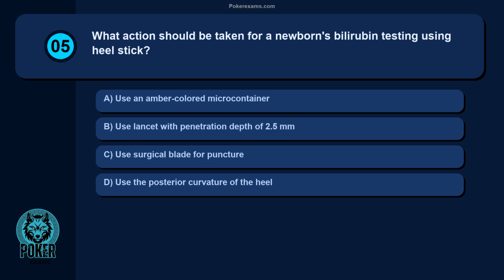Question 5. What action should be taken for a newborn's bilirubin testing using heel stick? Use an amber-colored microcontainer. Use lancet with penetration depth of 2.5 mm. Use surgical blade for puncture. Use the posterior curvature of the heel.